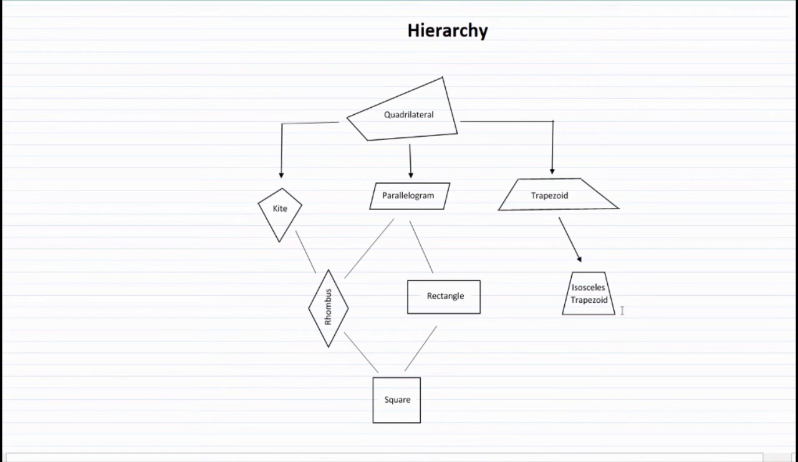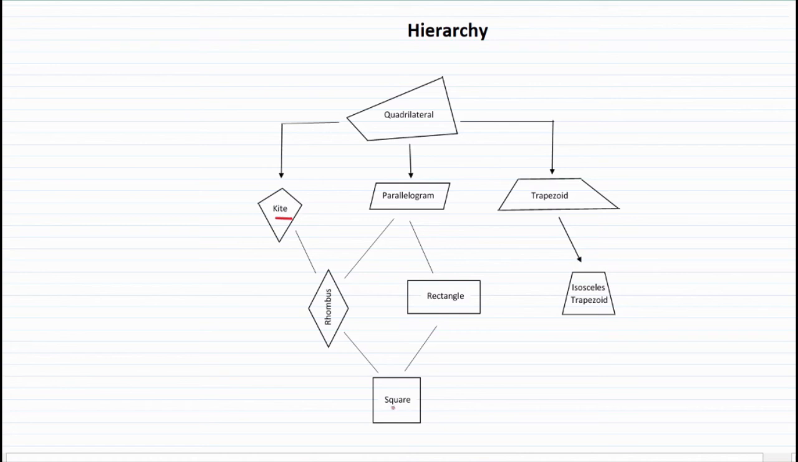Hierarchy of quadrilaterals based on our discussion. We have already mentioned quadrilaterals. They can be a parallelogram, they can be a trapezoid. Here we can see another type of quadrilateral that looks like a kite. So this is known as a kite shape. And parallelograms can be a rhombus, can be a rectangle. So rhombus and rectangle both will have the property of a parallelogram, and a rhombus to some extent can have the property of a kite.